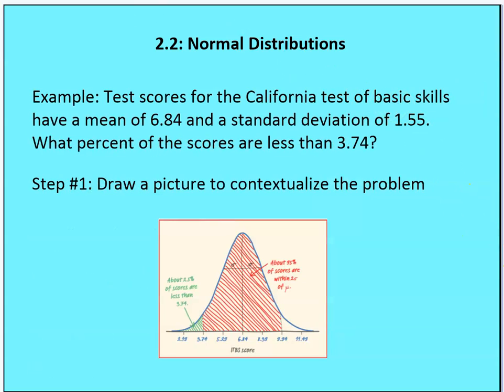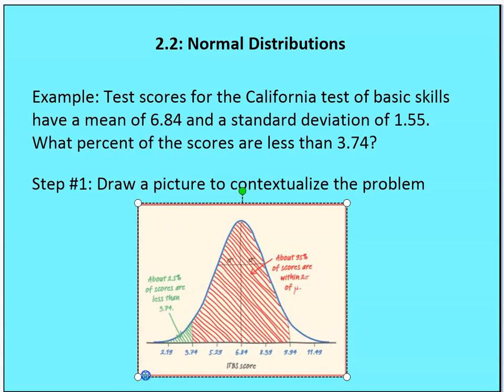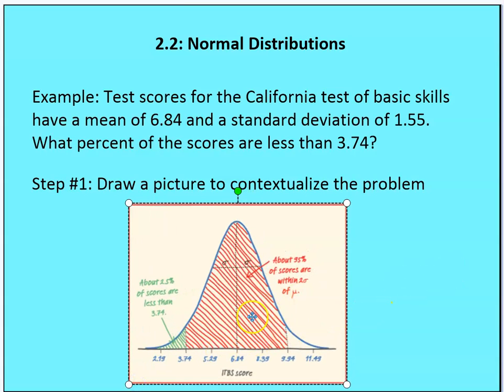All right, so let's take an example. The example: test scores for the California Test of Basic Skills have a mean of 6.84, if you can see this okay, and a standard deviation of 1.55. What percent of the population of the scores are less than 3.74? Right, so the first thing we're going to do is draw a picture of the standard normal curve to contextualize the question.